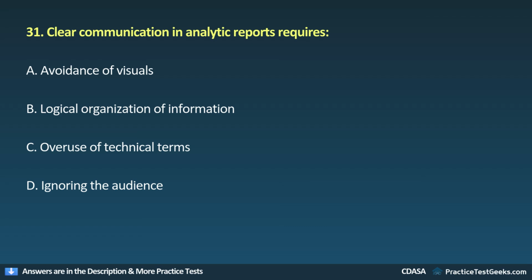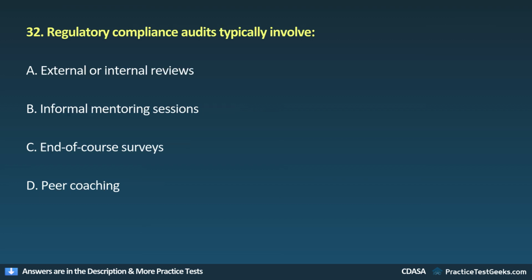31. Clear communication in analytic reports requires: A. Avoidance of visuals. B. Logical organization of information. C. Overuse of technical terms. D. Ignoring the audience.